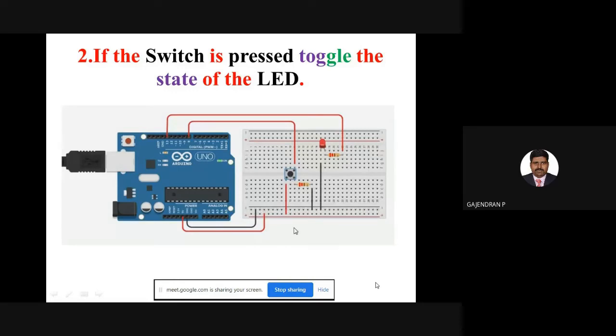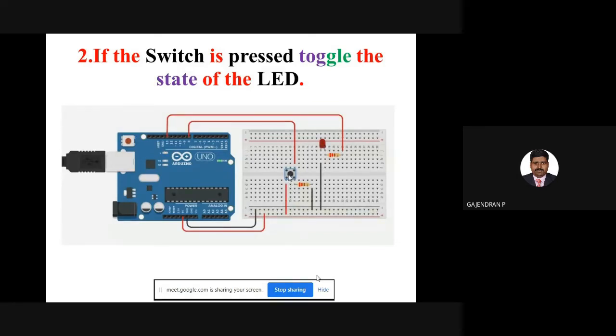What is toggle? Can anyone view this video? If not, please tell me. What you have observed? Whenever I am pressing the push button, the logical level gets toggled. If initially my LED is in off condition, if I press, the LED is on. If I again press, the LED is off. So this is toggle. In this way, we are going to toggle the state of the LED.